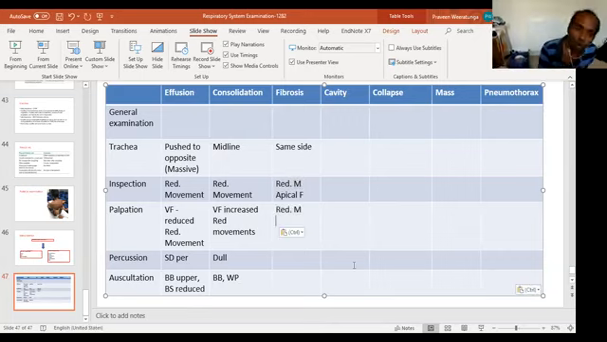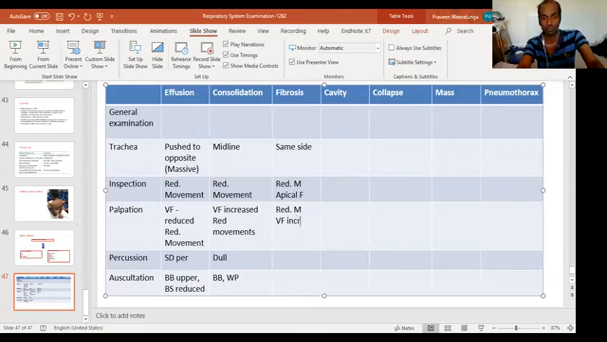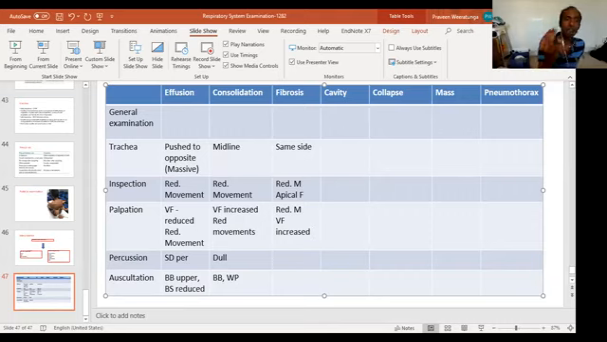And what will happen to the vocal fremitus? Again, like in consolidation, now it's further solid. It's collagen, it's really solid. So it transmits very well, and the vocal fremitus therefore is increased. Because it transmits and vibrates very well, you get an increase.